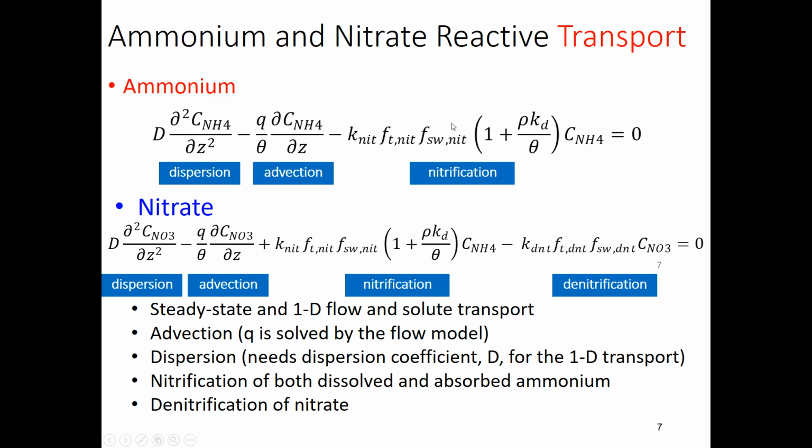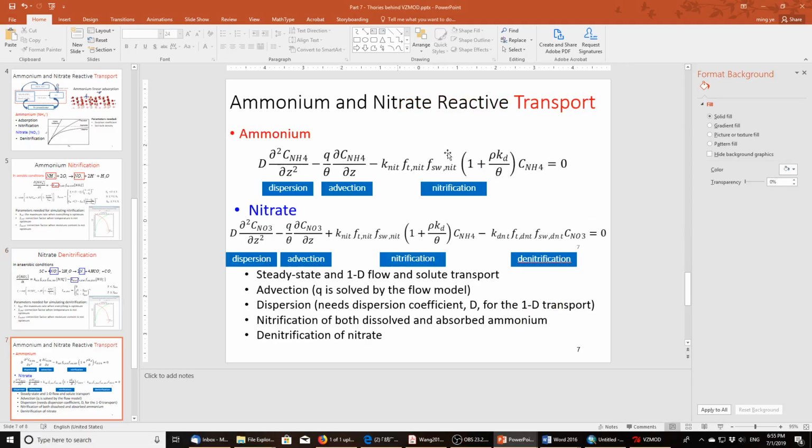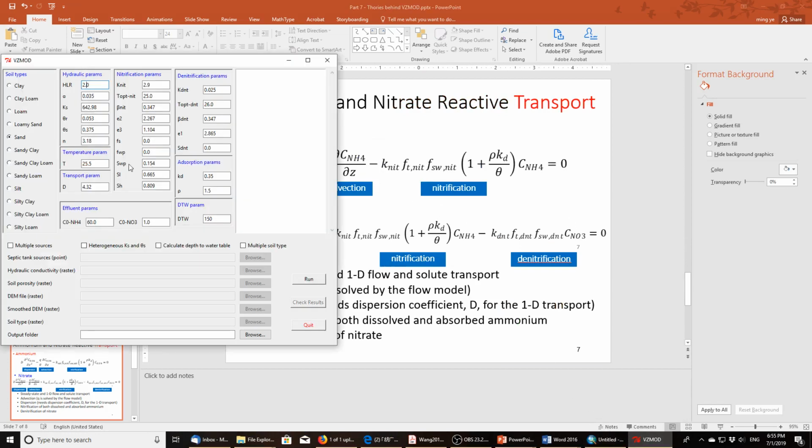And then for ammonium, we have nitrification. The minus sign means ammonium is gone, becoming nitrate. That's why I have a positive sign here. And then for nitrate, it has denitrification, right? So those are what we call reactive transport, because you have reaction and you have transport. And for this reactive transport, we have those parameters.